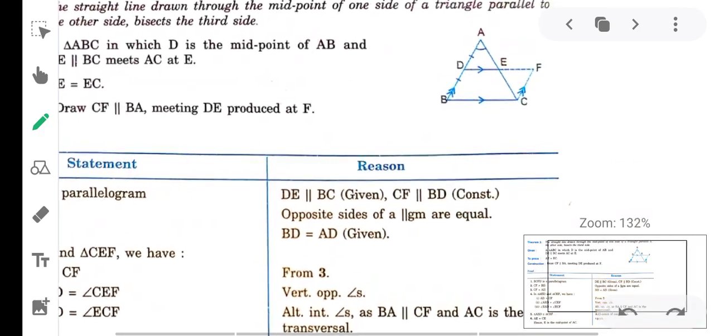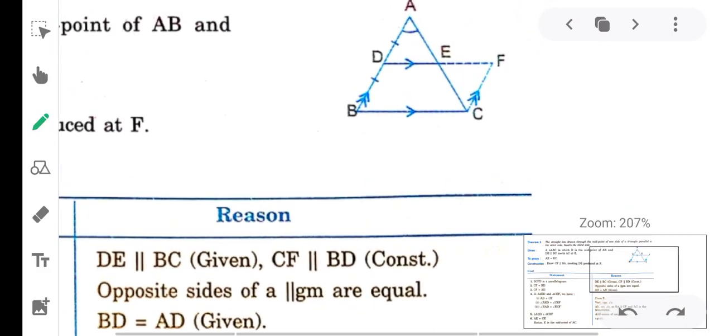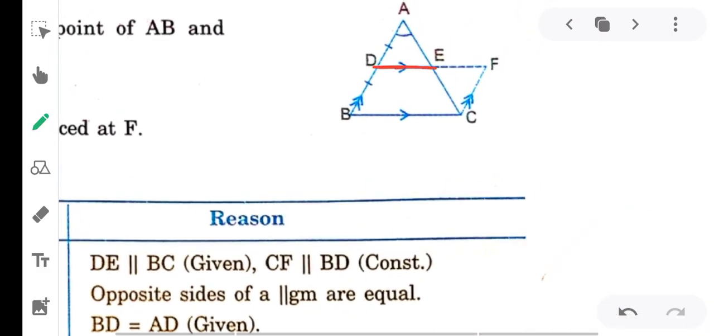The straight line drawn through the midpoint of one side of a triangle parallel to the other side, this line bisects the other side. Clear?